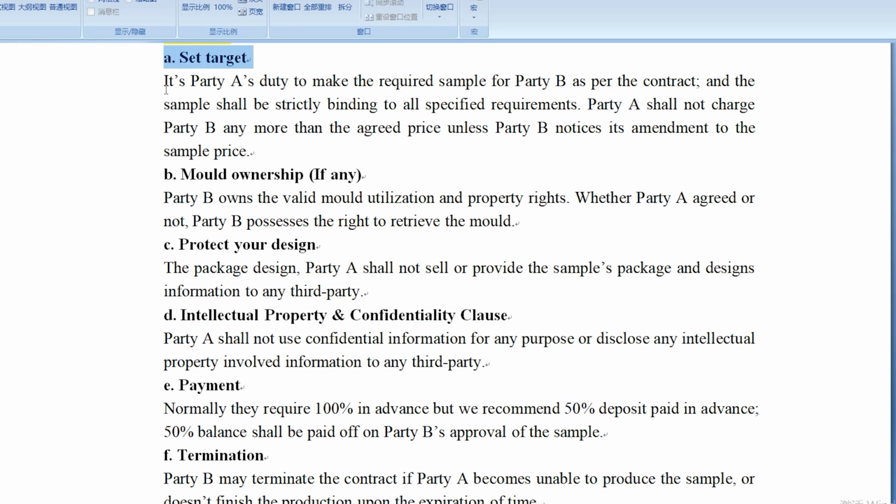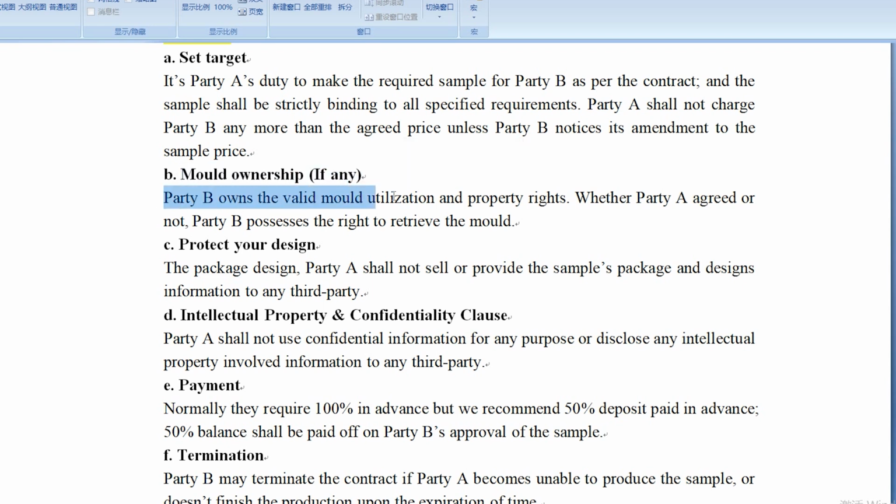Set target. It's Party A's duty to make the required sample for Party B, as per the contract, and the sample shall strictly adhere to all specified requirements. Party A shall not charge Party B any more than the agreed price unless Party B is notified of an amendment to the sample price.